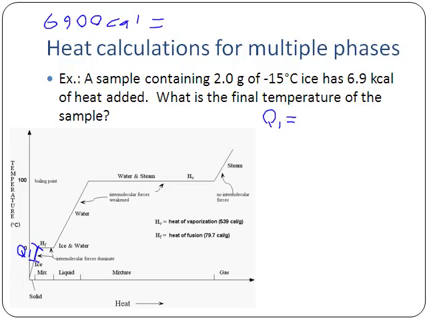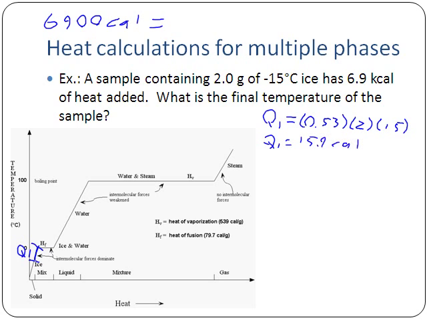And so here we use Q1 equals Cm delta T. In this case, C, because this is ice, is, if you look on your color sheet, 0.53, times the mass, which is 2, times delta T, which we said is going from negative 15 to 0, so that's just 15. If you get out your calculators on that one, that's 0.53 times 2 times 15. And so when you do that, you get 15.9. And so I get that Q1 is equal to 15.9 calories.